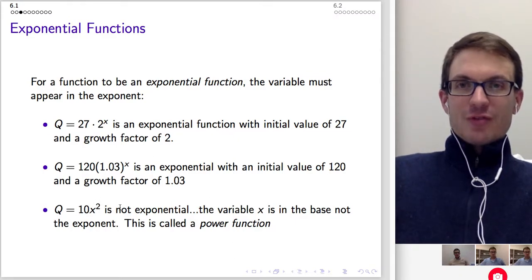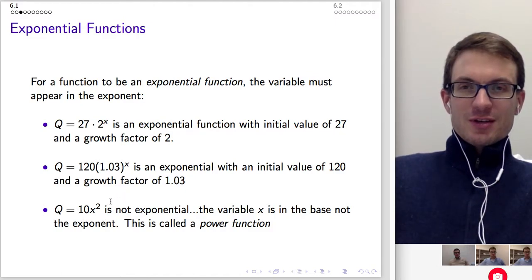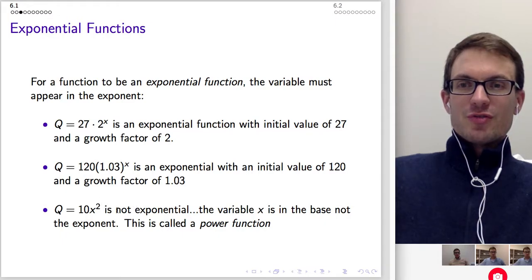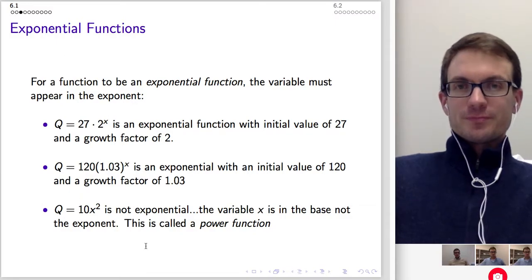If you think about standard form for a quadratic function, you have ax squared plus bx plus c. This is a quadratic function where b is 0 and c is 0, because the linear and the constant term drop out and we're just left with the squared term. Okay, so this is not an exponential function, but the first two are.